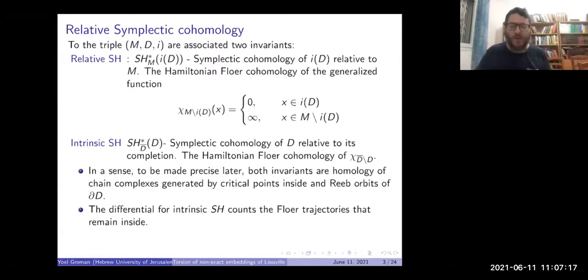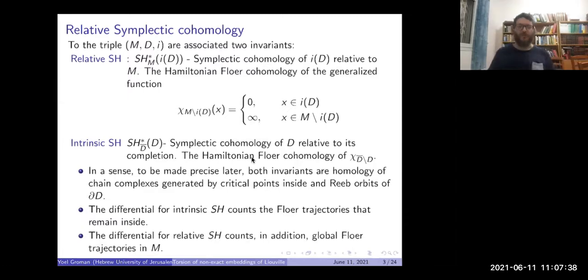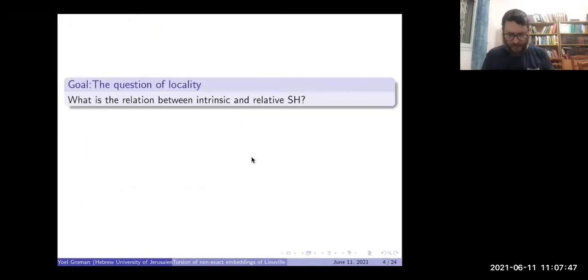So as chain complexes, they're the same, but when we consider the differential, for intrinsic symplectic cohomology it's like counting Floer trajectories which remain inside the domain. For relative symplectic homology, there is an addition, there are global trajectories. So maybe I have some space to draw. Okay, so here I have some space to draw. And of course, the question that I want to discuss is the question of locality, which is: what is the relation between intrinsic and relative symplectic homology?